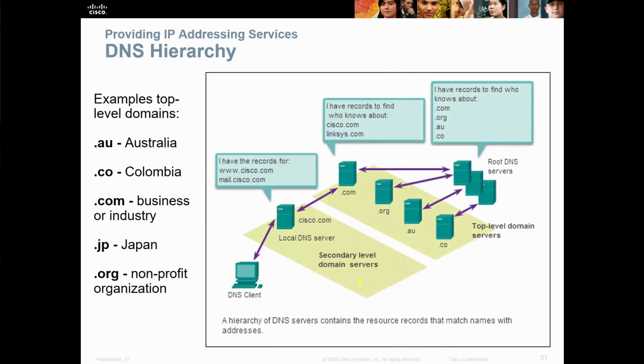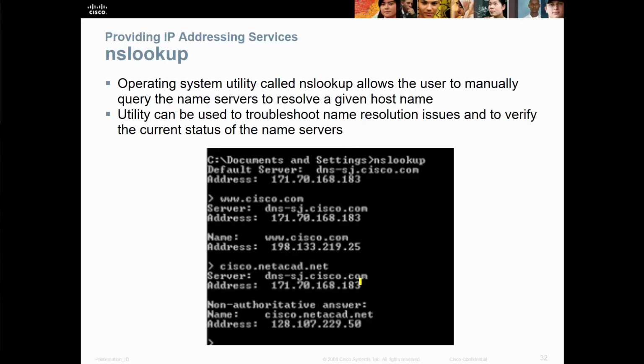DNS does have a hierarchy. Things like .com, .gov, .info, .biz, .jp, .au, .co, .us, and so forth. Alternatively, you can also look up DNS names through a command line command at a Windows command prompt. If you type nslookup, you should be able to resolve the appropriate names and IP addresses for a few different types of resources.